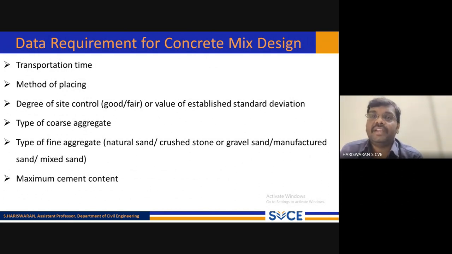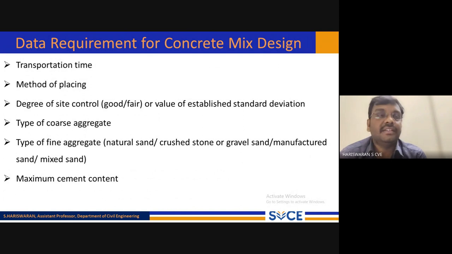Then the degree of site control, or the value of the established standard deviation. Standard deviation is the main thing we have to consider in the civil engineering aspect. We always expect that there should not be any deviation. At whichever place I take the concrete in the same volume, that output must be the same at all locations.